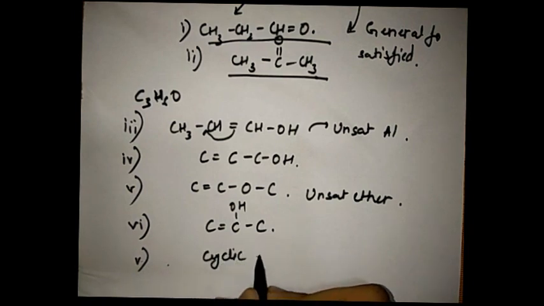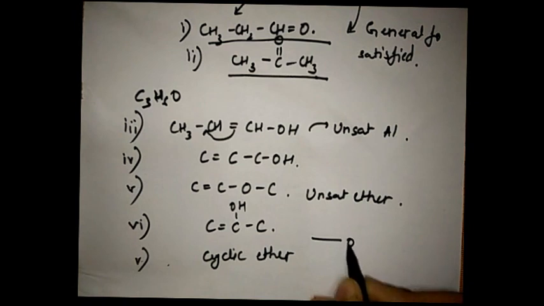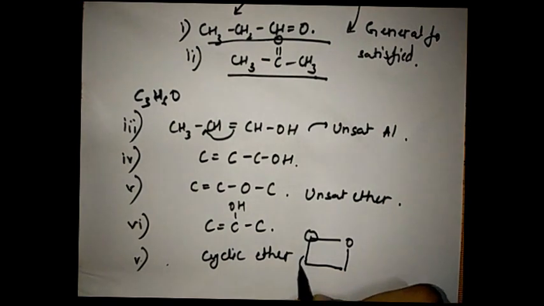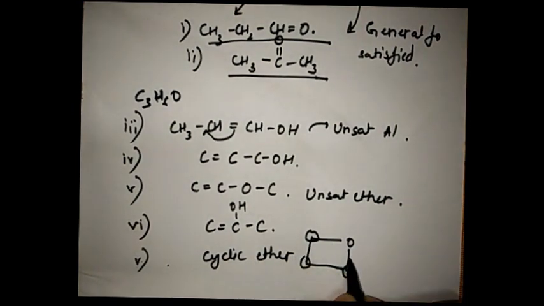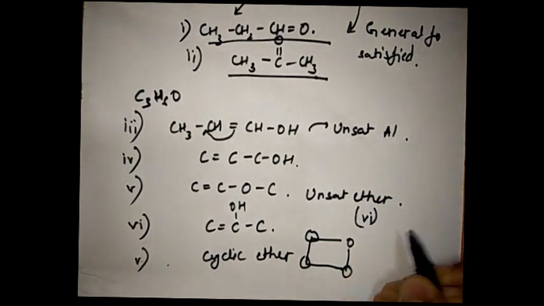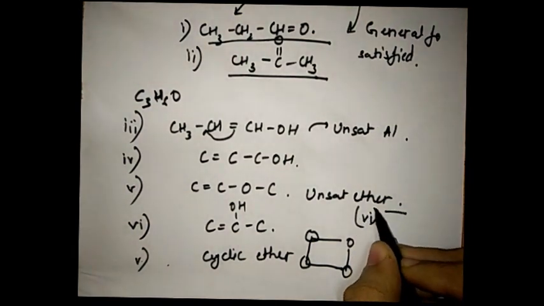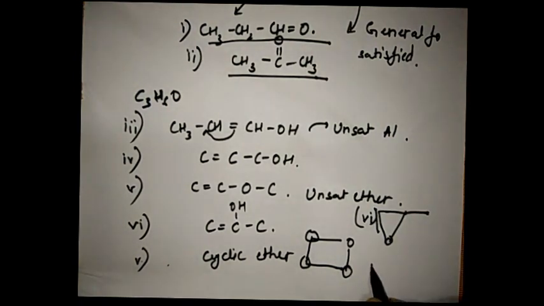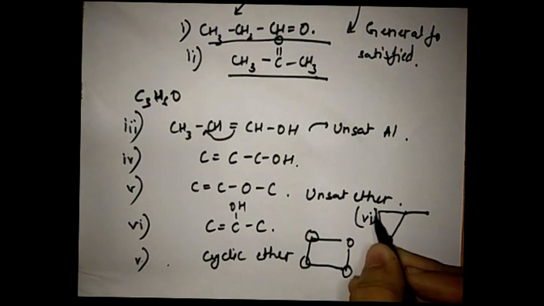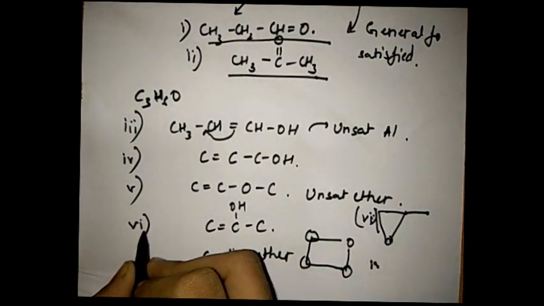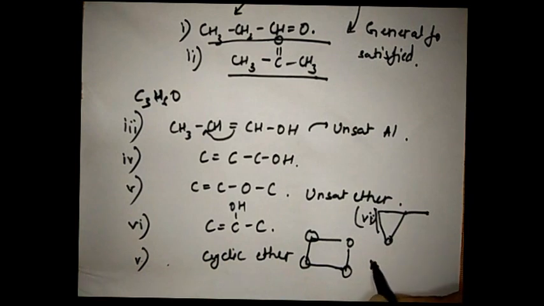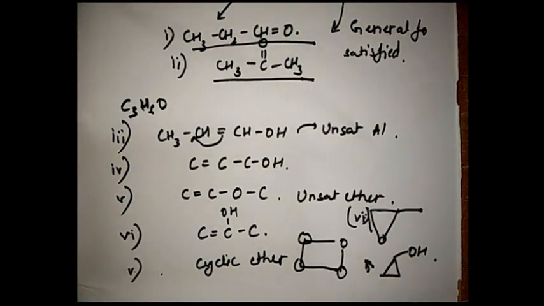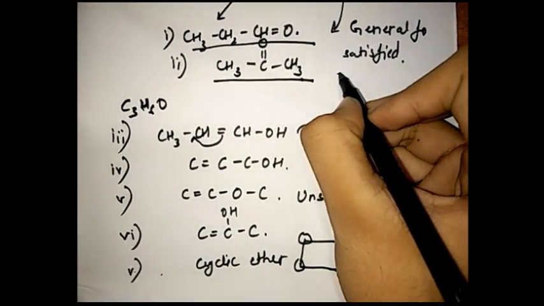Next, a cyclic ether. This cyclic ether can be like this, with 3 carbons over here. Don't get confused with this one. And another cyclic ether being like this. And this is the 8th. Another one being this one.